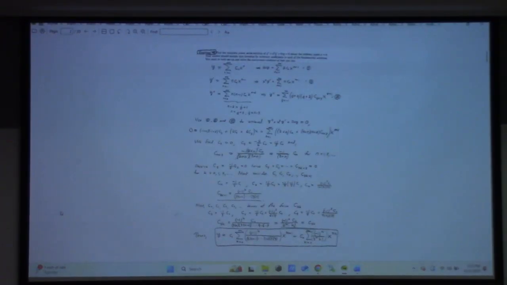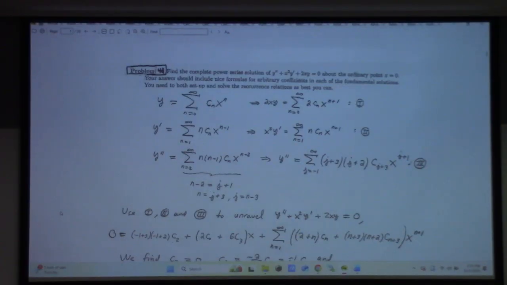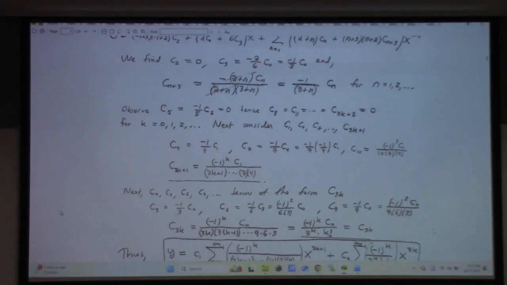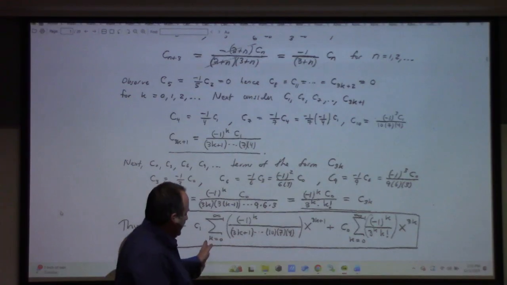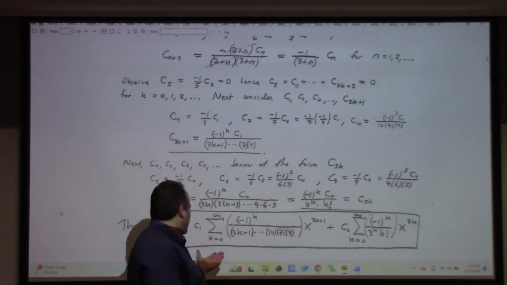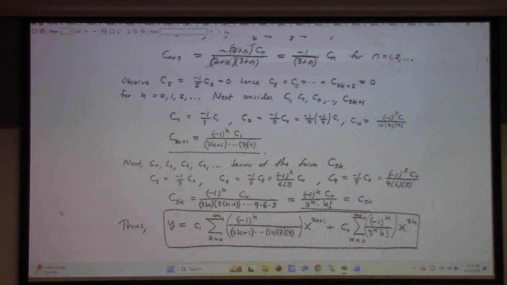So I'll try not to belabor these, but here was problem 42. We had y double prime plus x squared y prime plus 2xy, and the usual song and dance, plug it in. It gives you these recurrence relations. After a bit, I found my way to a solution that looks something like this. I suppose it's plausible you could factor something out, but I don't think so for this one. So that's what I got. I think this was problem 1 for you guys, maybe.